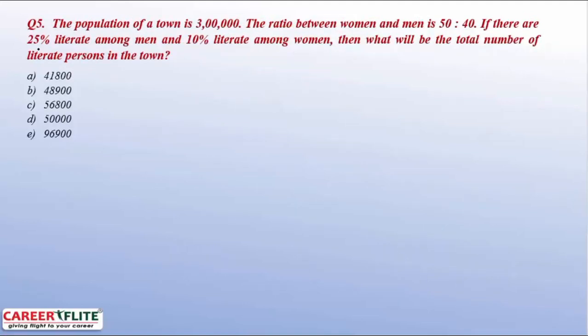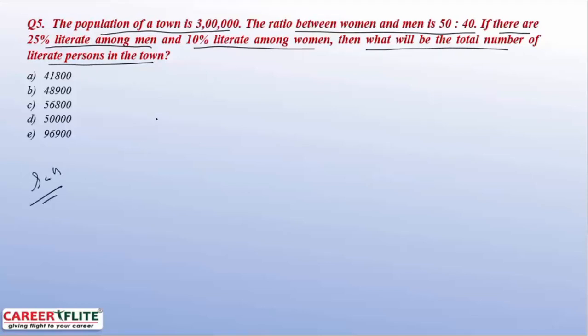Now coming to the next question. In the next question it is given, the population of a town is 3 lakhs. The ratio between women and men is 50:40. If there are 25% literate among men and 10% literate among women, then what will be the total number of literate persons in the town? So the solution: the population given is 3 lakhs, and it is also given that the women to men ratio is 50:40.